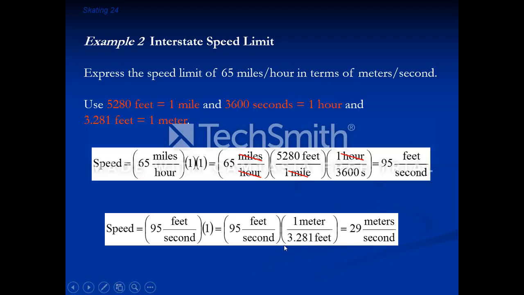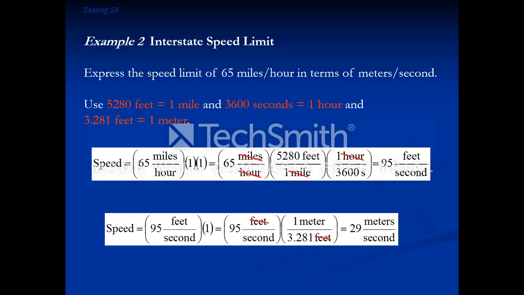So we know 1 meter is equal to 3.281 feet. So you take 95, multiply it by 1, divide it by 3.281 feet, and boom, look at that, feet cancel out. What are we left with? Meters divided by seconds, or meters per second, the units for speed.